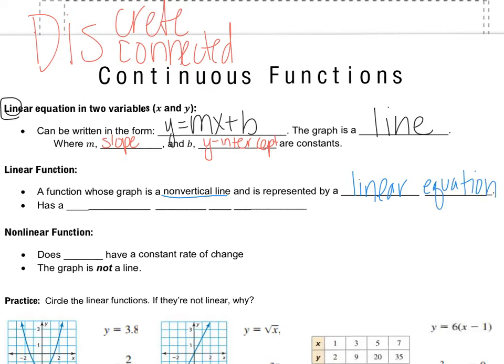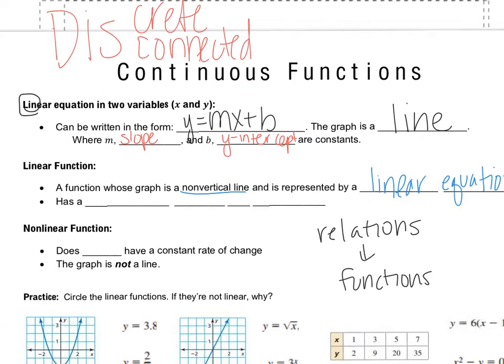So just like before, remember we learned that in the world we have relations. You don't have to write this. We have relations, and then underneath relations are functions. So every function is a relation, but not every relation is a function. So notice that we have linear equations, which is all of our lines, but some of them are functions, and the ones that are functions are our non-vertical lines. Think about it. If you had a vertical line, a line that's straight up and down like this, that's not going to pass the vertical line test because every point on the line shares the same x value.